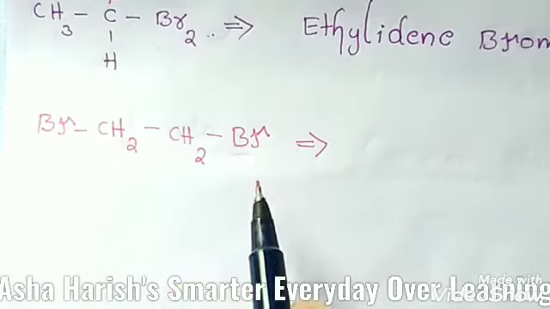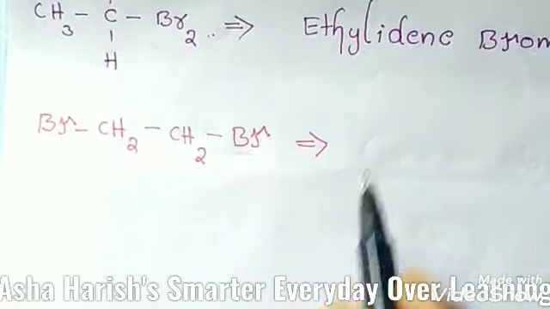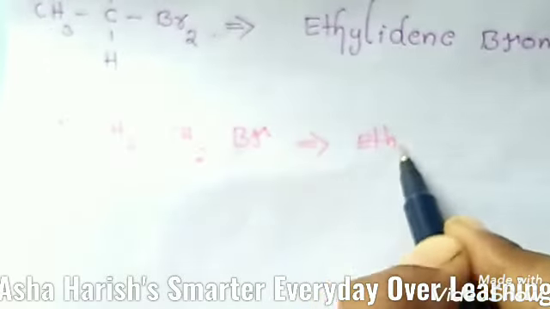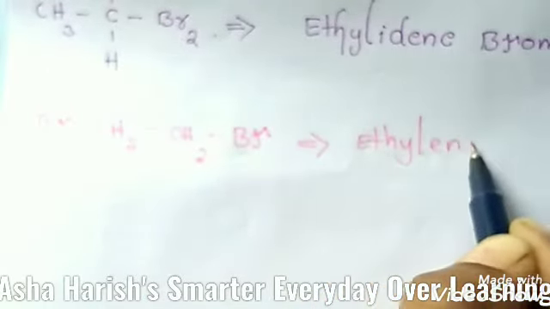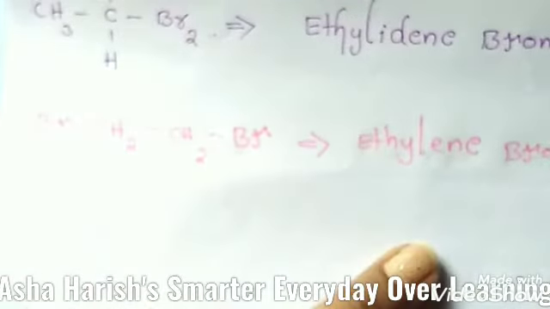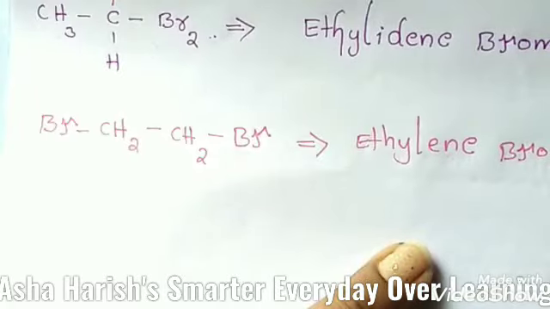If we have the structure like this, Br, CH2, CH2, Br, then the name should be ethylene bromide. Ethylene bromide. This is the common name. And students, for this, what is the IUPAC name? We have the IUPAC name also.